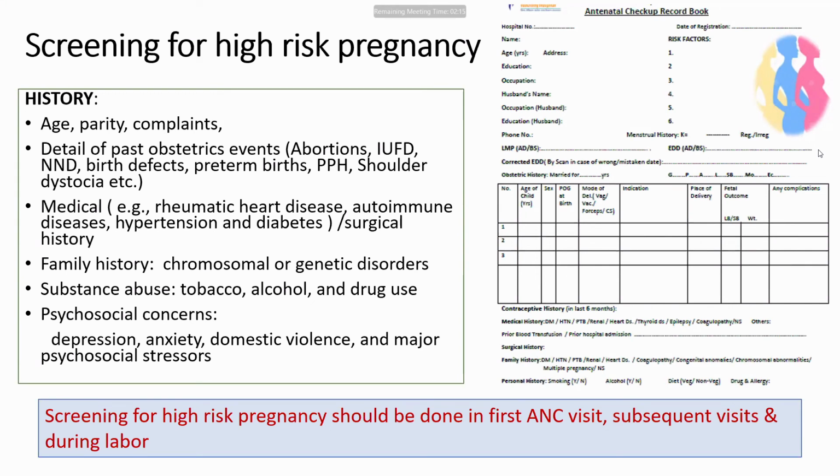So in detail we have to take the patient history, especially focusing on the details about the past obstetric history. The obstetric table should be detailed. Any complications, any previous pregnancy event should be documented, along with medical disorder, surgical history, family history, personal history. These should be stressed. Remember, it should be done in every visit, not only in the first visit: in subsequent visits, as well as at the time of admission and in labor.